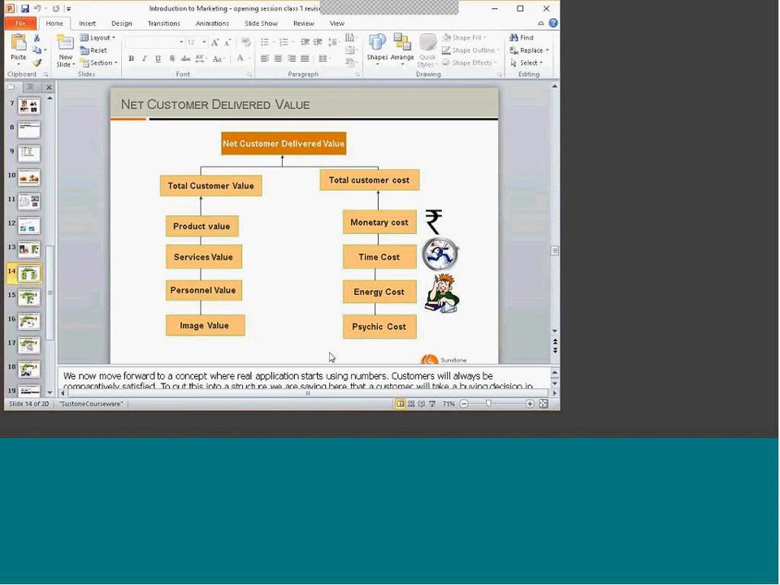If someone suddenly says that the image value of Maruti is also good enough for me, and there is only 1 lakh more image value for Honda, and I have a psychic cost of only 1 lakh for Honda, then suddenly the NCDV has shifted in favor of the Baleno by 1 lakh. Go and buy that. Okay. The shift will only happen when I overcome both the psychic cost and the image value associated with a known brand.